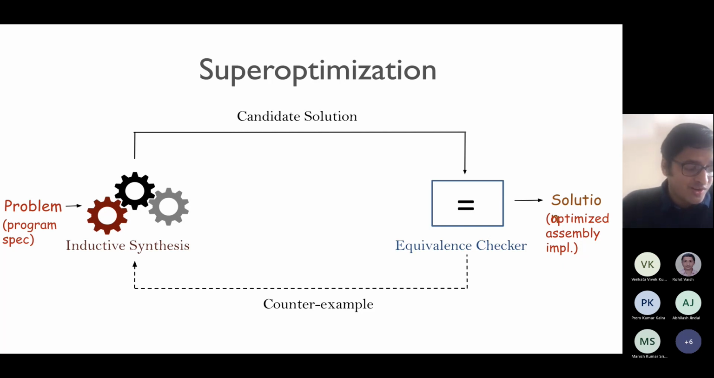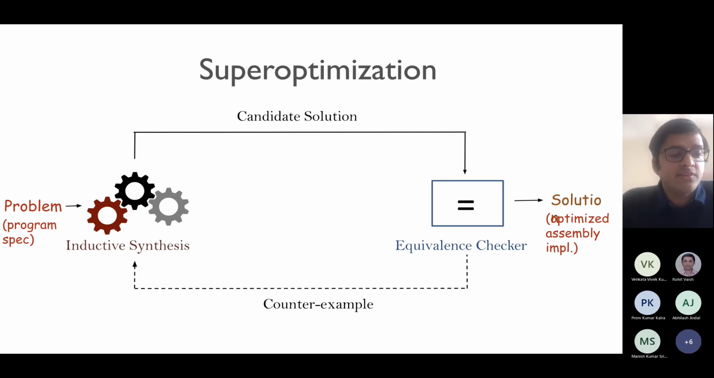However, a compiler cannot tolerate an incorrect optimization. And so we use a validator, also called an equivalence checker, that checks every candidate solution. This is the second set of required algorithms in this design. The equivalence checker checks the candidate solution for equivalence against the program specification. If it is able to prove that the two are equivalent, we obtain an optimized solution.